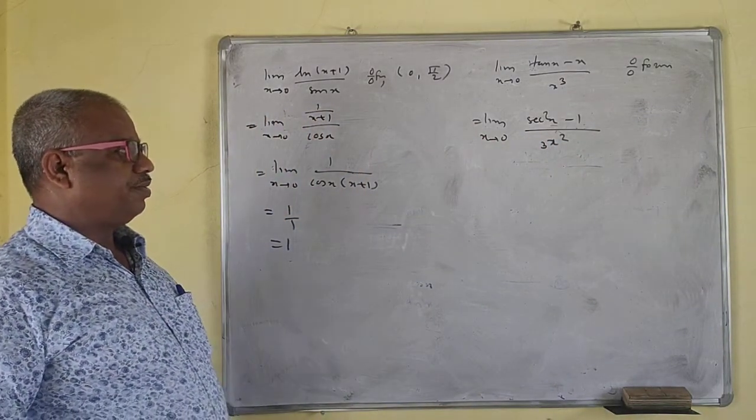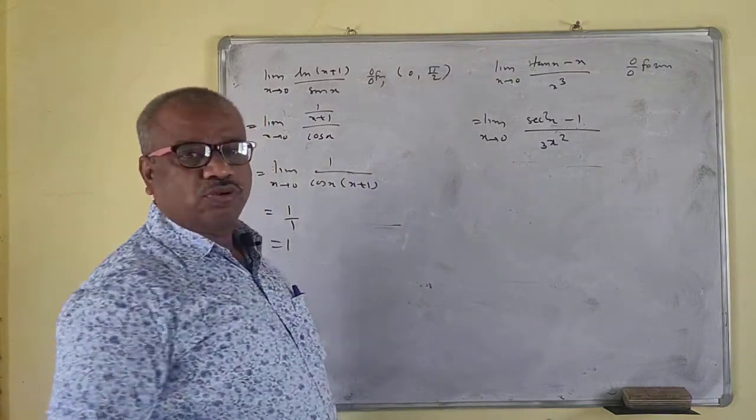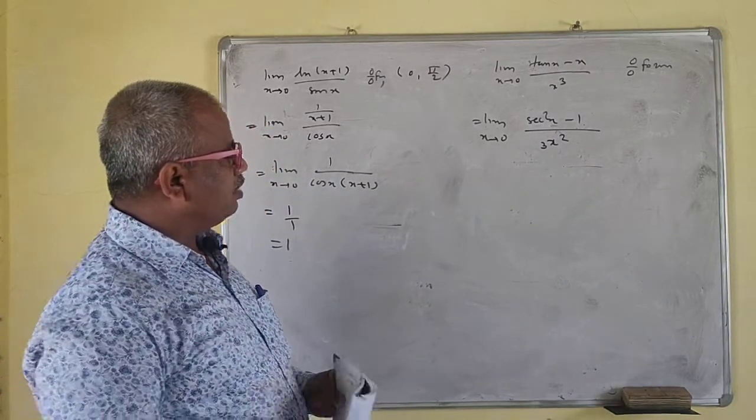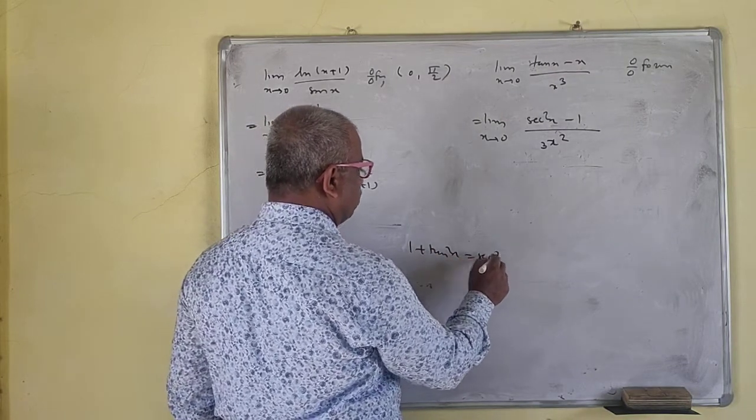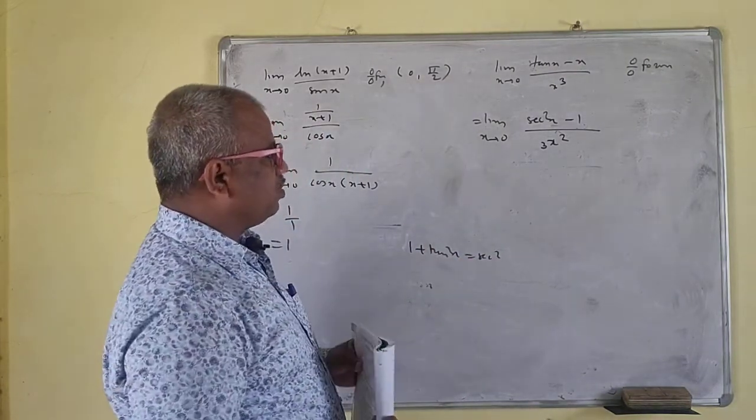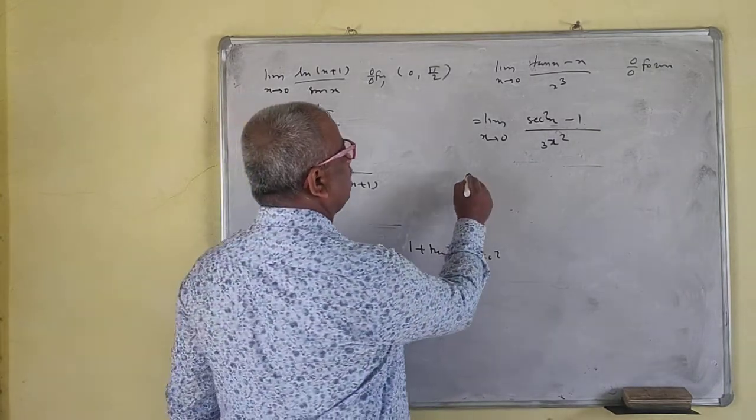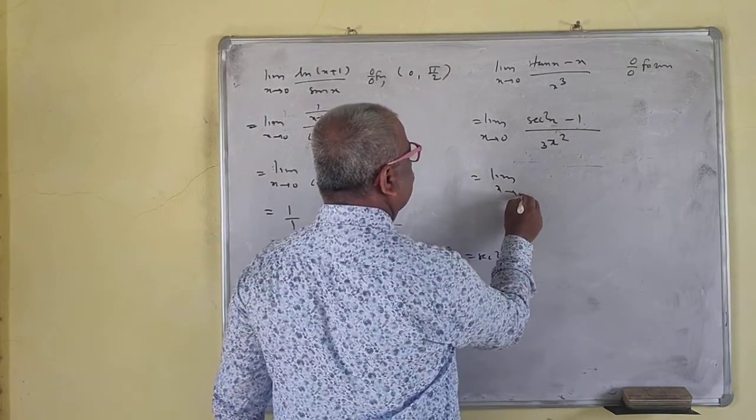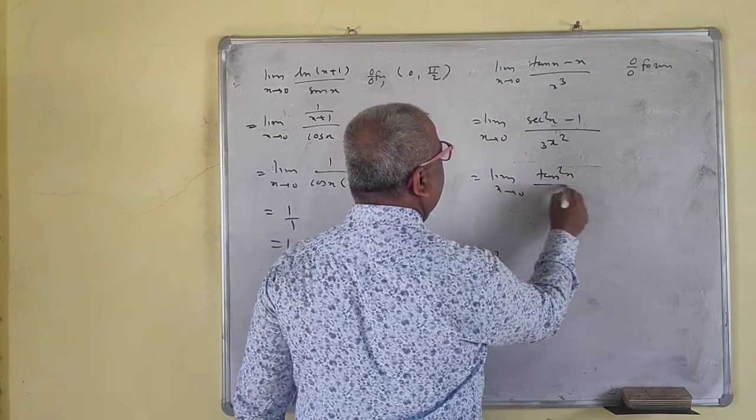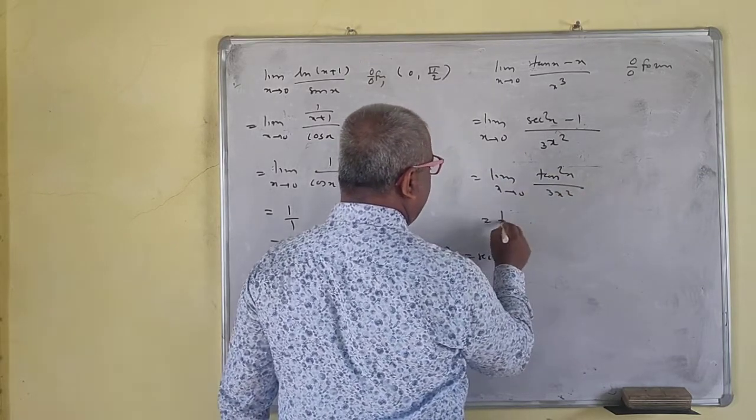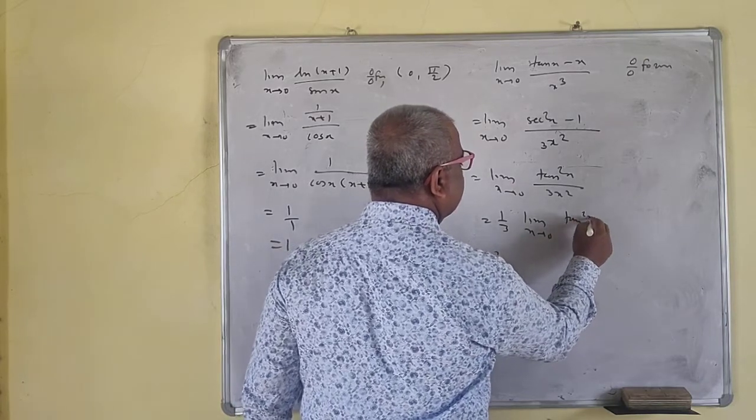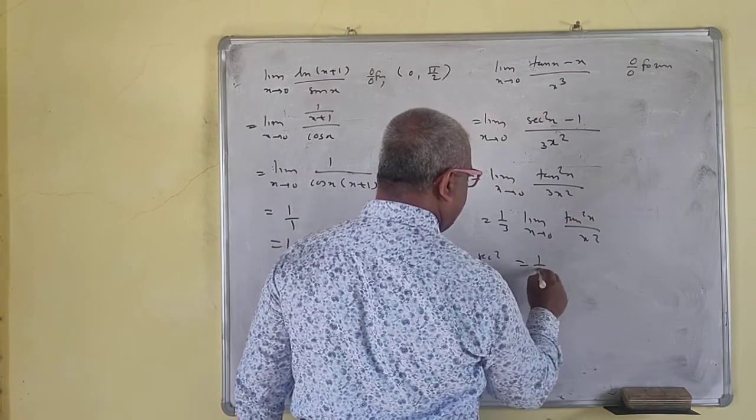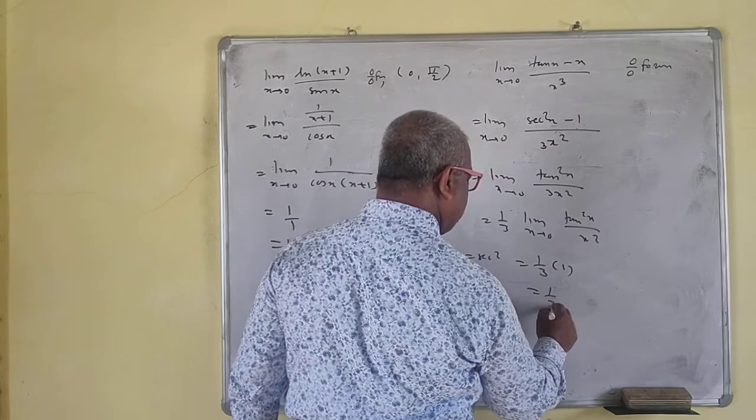Now you know that 1 plus tan square x is equal to sec square x. Again you can write this as limit x tends to 0, tan square x upon 3x square. So you may write this as limit x tends to 0, tan square x upon x square. So this is 1 by 3 into 1. So this is 1 by 3.